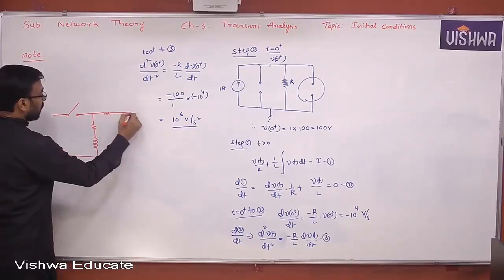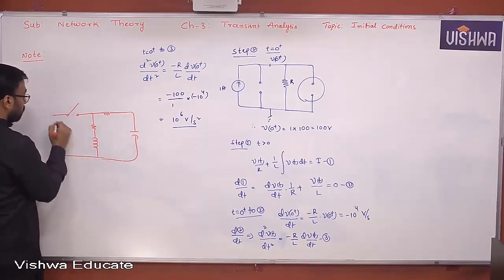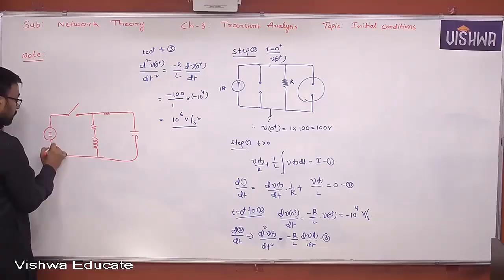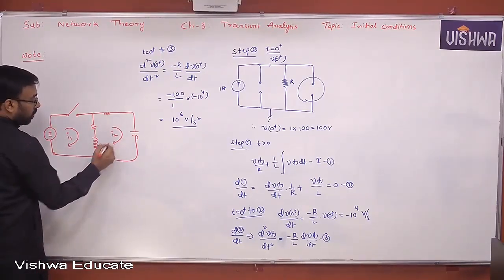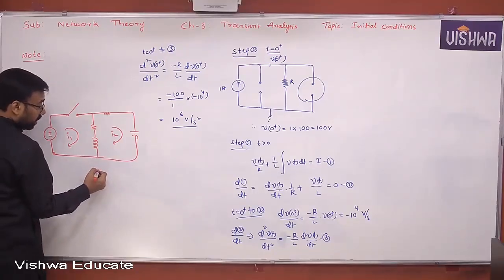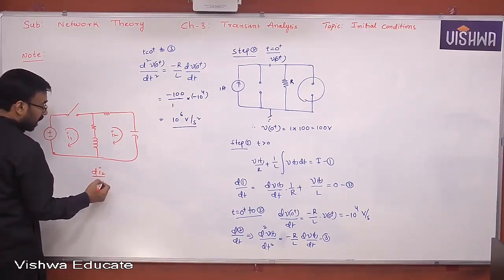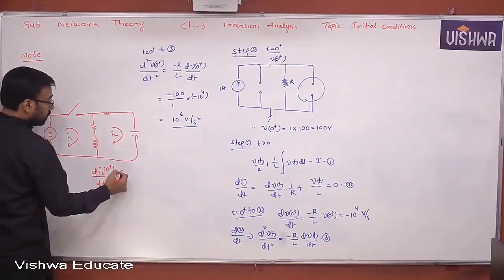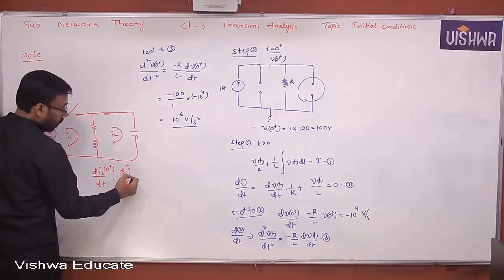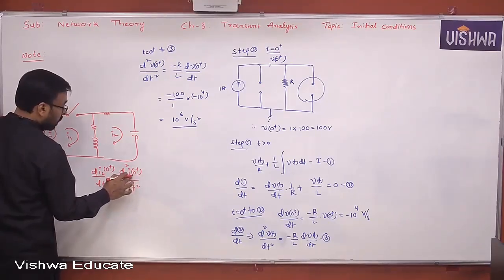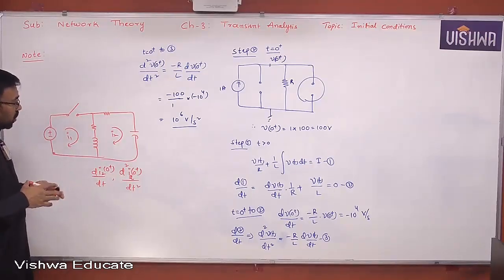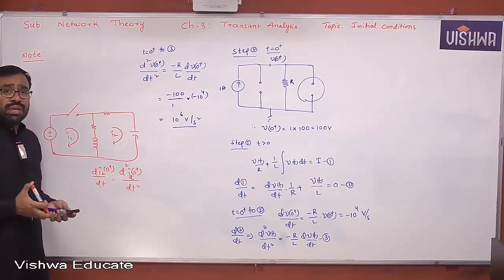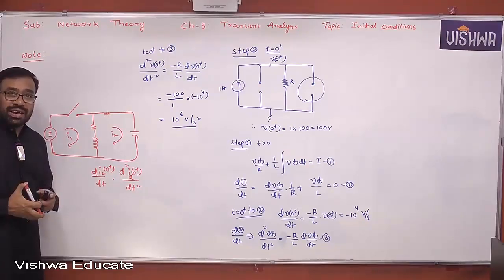Okay, you have a network like this. Assume that there is a network something like this. This is I1 and this is I2. For example, you are asked to find di2 by dt of 0 plus, d square I1 of 0 plus by dt square, or let us say I2, otherwise it's not a problem. You can take 2 or 1, doesn't matter. So like this, the questions have come, let us say, in the exam. How do you find it again?